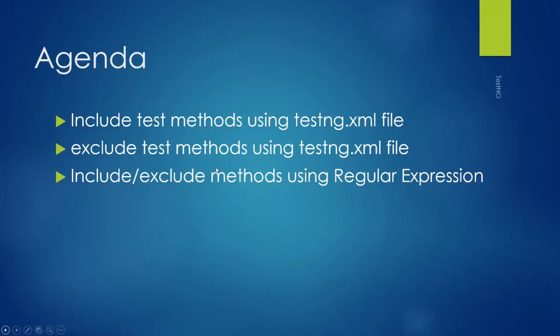The agenda is we are going to see how we can include and exclude test methods using the testng.xml file, both of them. After that, we will check the same include and exclude methods, but this time with regular expressions. So let's quickly start. I have probably written it in the wrong order. We will start with exclude and then jump on to include.